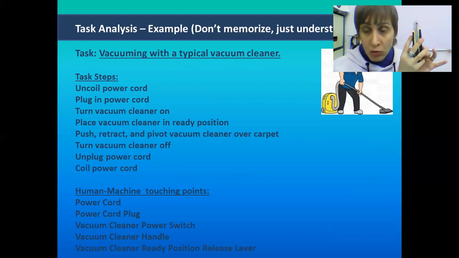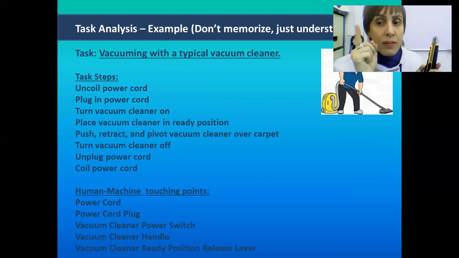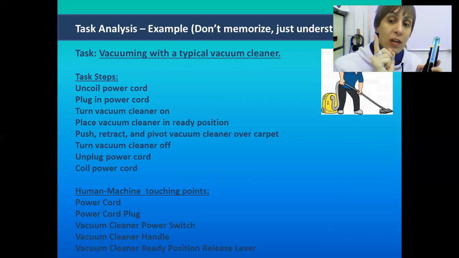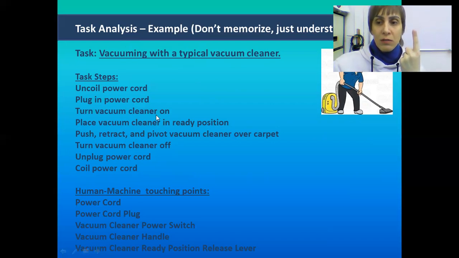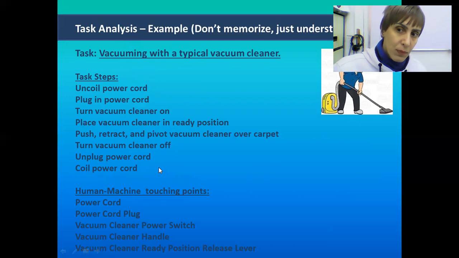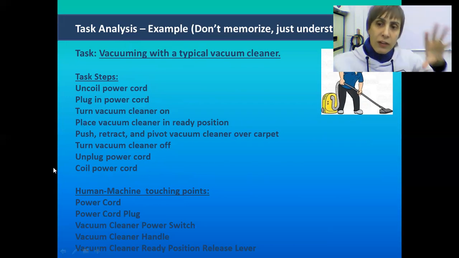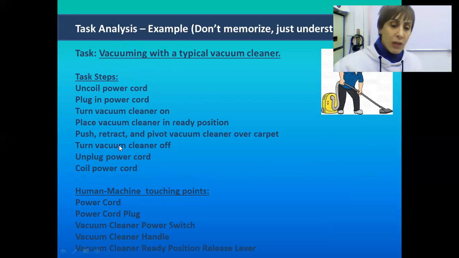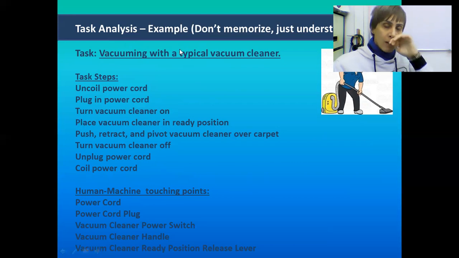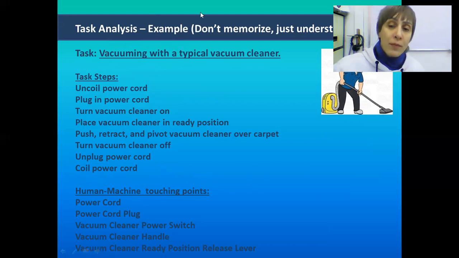So with one product, you can have more than one task that you can complete. If that's the case, you will have to do two different task analyses for it. You cannot place two tasks into one task analysis. This is, for example, a certain task broken down into steps. If I have to do another task with the same product, I have to do this all over again, writing the steps down for the other task that I'm performing.